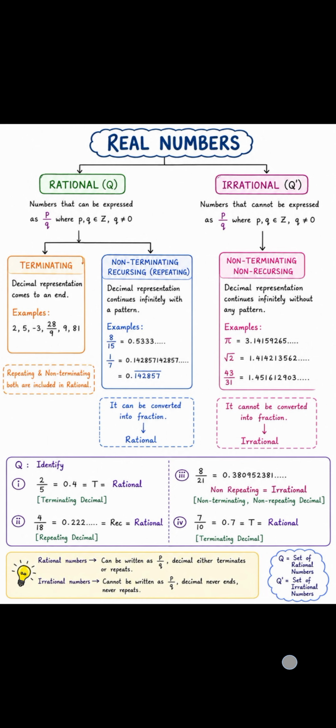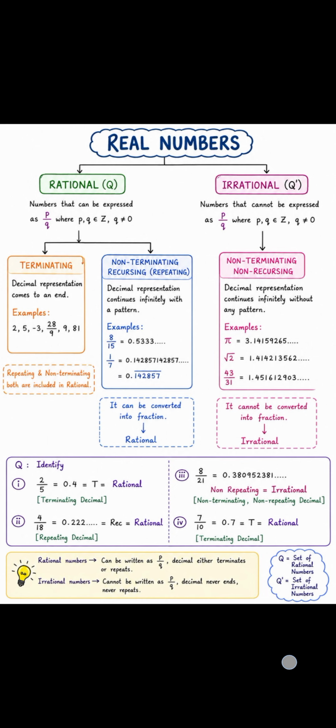Now we have another number, radical 2. When we take the square root of 2, we get the answer 1.41421356 and so on. See, there isn't any pattern. The numbers are not repeating again and again. The pattern is not repeating. So such types of numbers are called non-repeating, non-recurring, non-terminating.